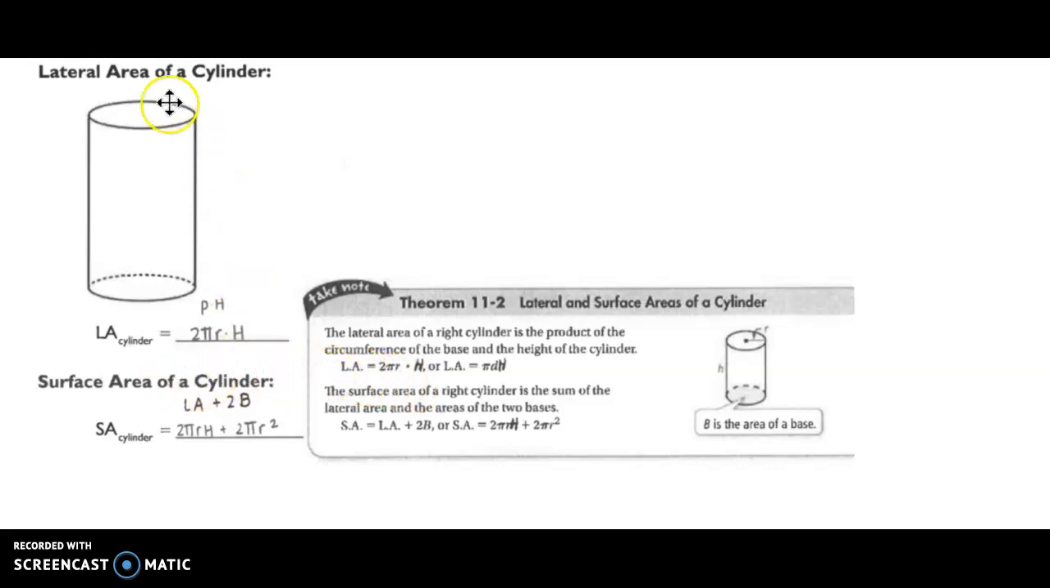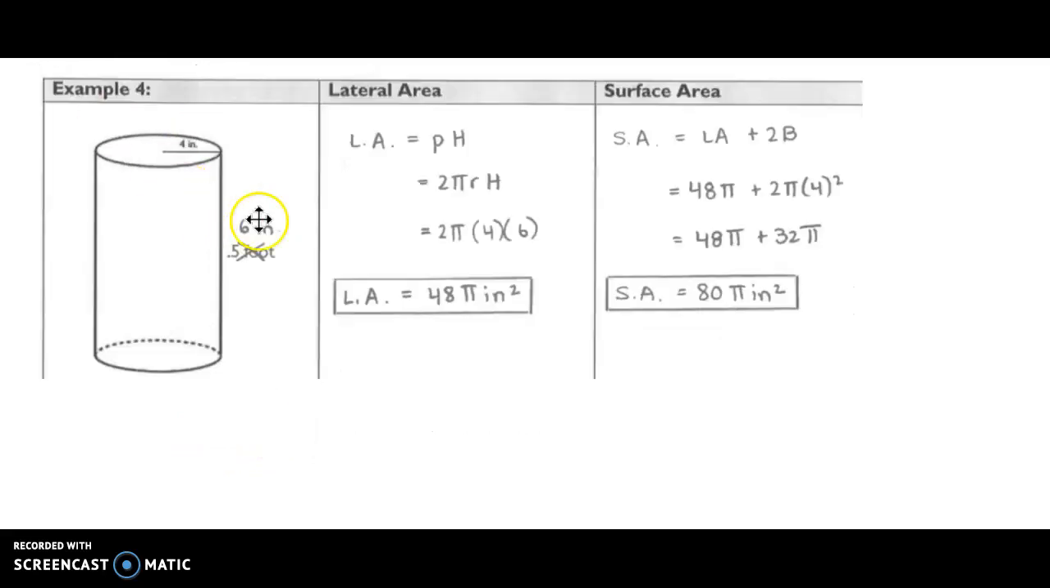And then the surface area would include the area of the circles on the top and the bottom. So it's 2 pi r squared because you have two circles, right? So again, a couple examples here. I think these are kind of straightforward. 2 pi r h, right? You have the r, you have the height.